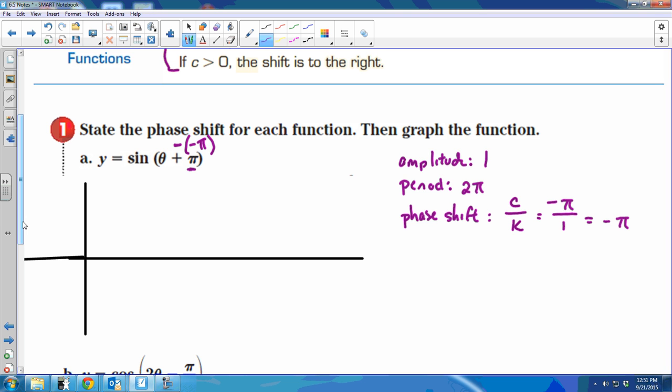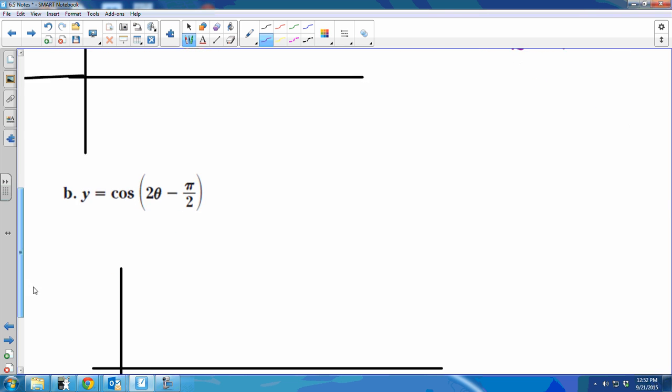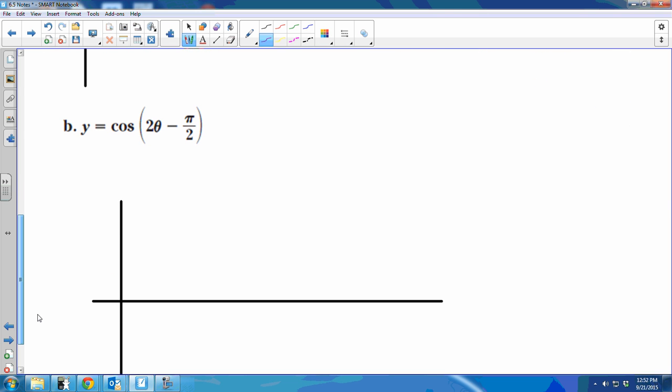All right, we're going to do another example. Again, we're not graphing today, so we'll do that tomorrow. On this next one, what's the amplitude? So amplitude is still 1. What's the period? Pi, because we have 2 pi divided by K, and K is 2. So 2 pi divided by 2 is pi.